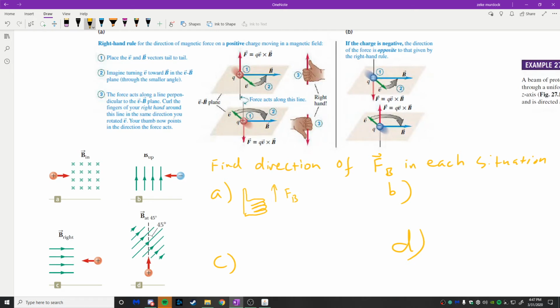Okay, what about B? Notice that it's a negative particle. Hopefully that doesn't trick you too much. Can you guys answer the question for this one? You're saying out of screen.